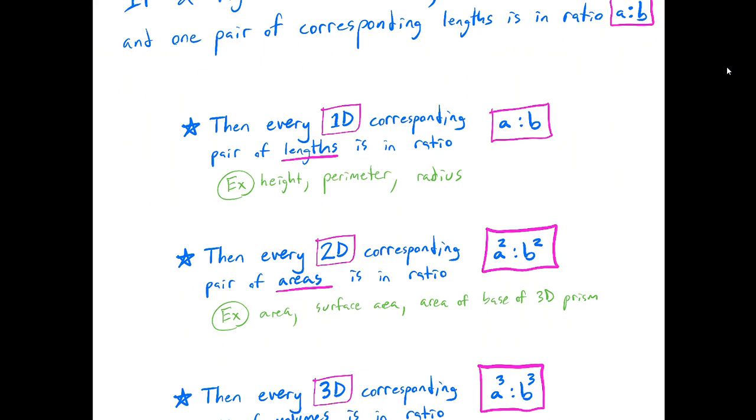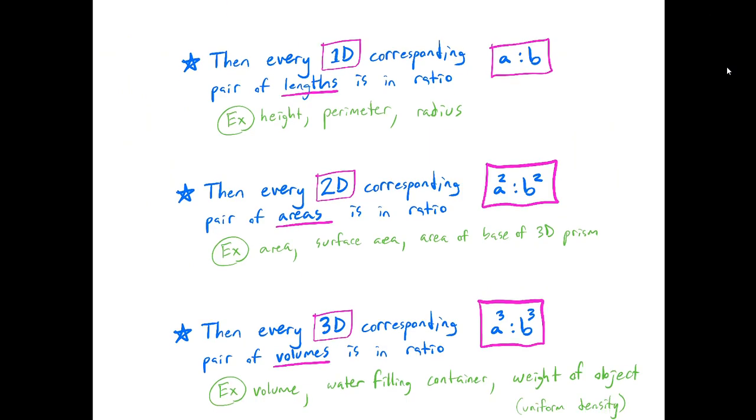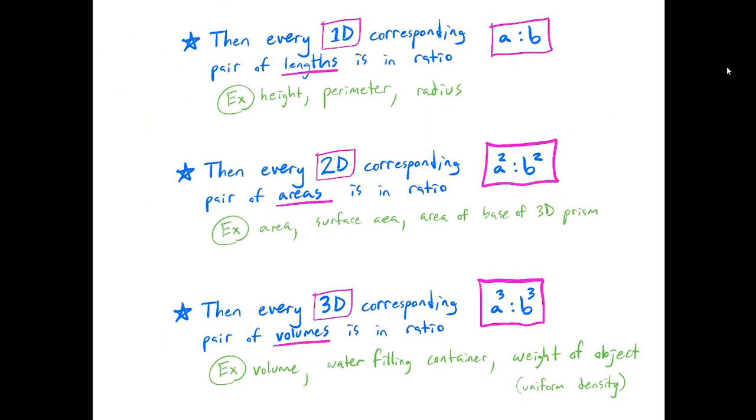So again, if the ratio of corresponding one-dimensional lengths is A to B, then every one-dimensional length is A to B. Every two-dimensional thing, area, is A squared to B squared. And every three-dimensional, aka volume, is A cubed to B cubed. Some little extensions for volume.